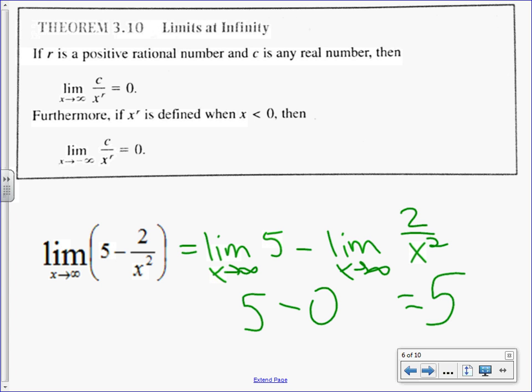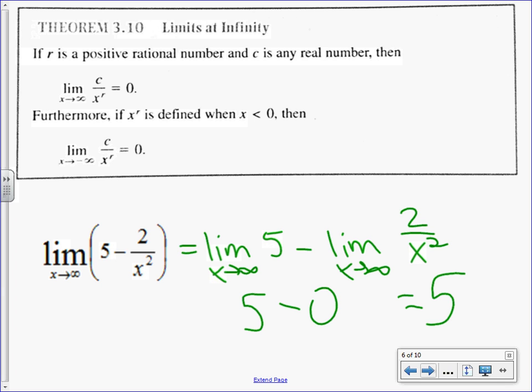I didn't even know you could do that. Do what? Well, I knew that you could take the limit of them separately, but I never had the idea of thinking of them as separate functions. As separate, yeah.